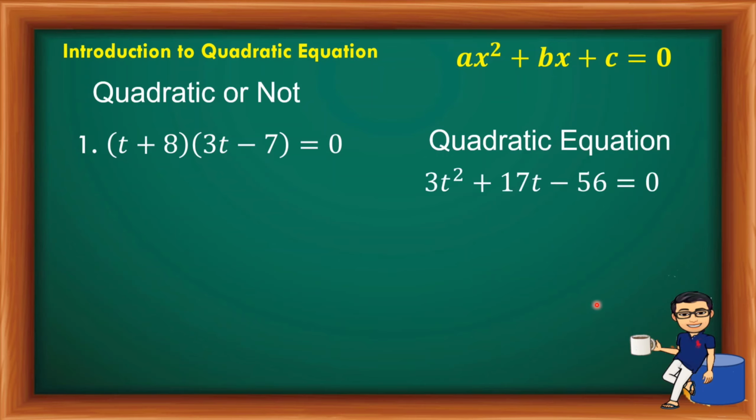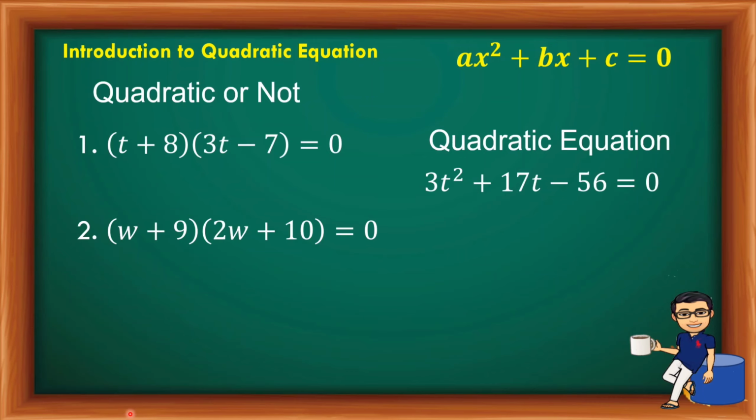Pero kapag minultiply natin yan, gamit yung FOIL method kanina, ito yung magiging sagot. 3t squared. Tapos, pag tinimes to, 2040, ito ay negative 70. 2040 minus 70, ito yon. Tapos, pag tinimes itong 8 at negative 7, ito yon. So, quadratic siya. Let's have another one.